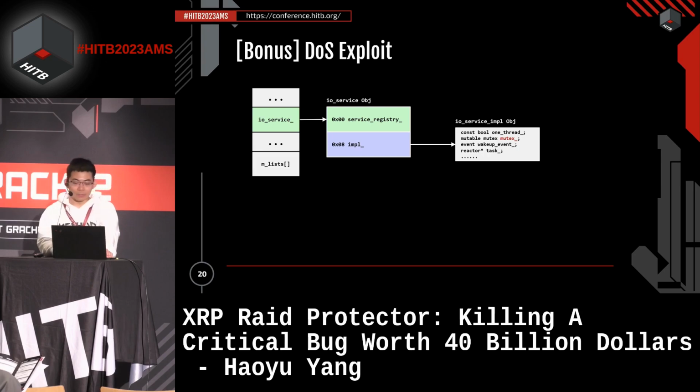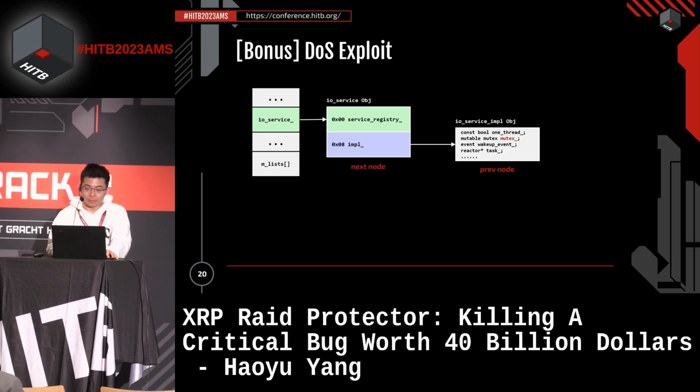IO service is a fundamental object in the Boost ASIO library. It's used to access the core asynchronous IO functionality. Inside of IO service, there is another pointer named impl, which points to the real underlying implementation of IO service. At the time we perform an OOB push front on the IO service gadget address, the IO service object will be treated as the next node, and IO service impl will be treated as the prev node.